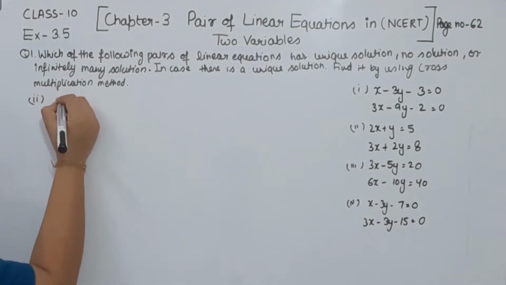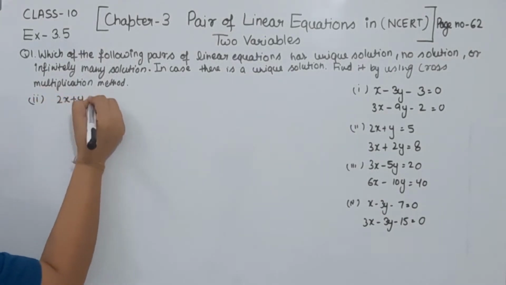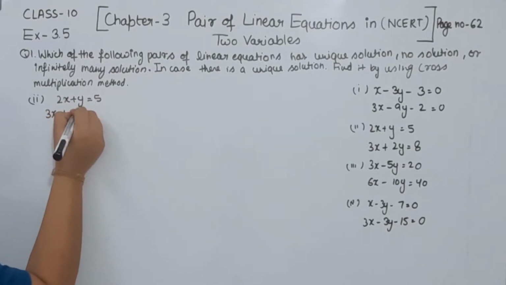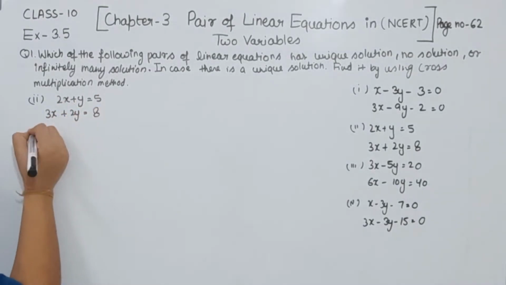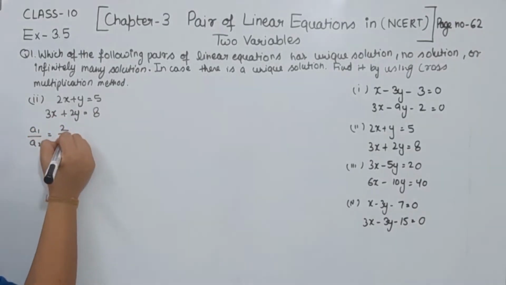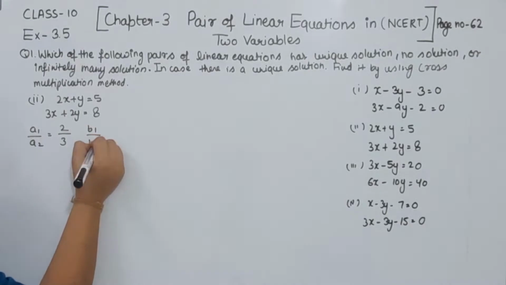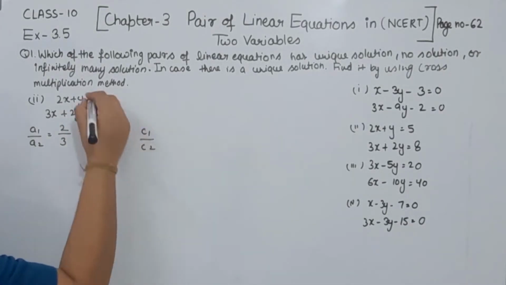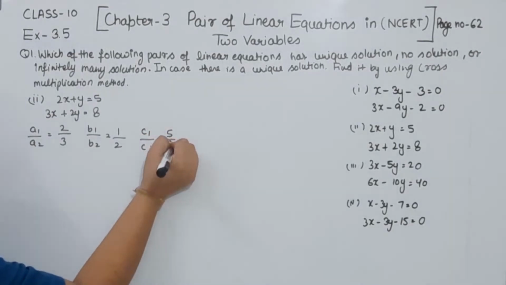The pair of equations we have is 2x plus y is equal to 5 and 3x plus 2y is equal to 8. First of all, we have to find a1 by a2. This one is 2 by 3, b1 by b2 is 1 by 2 and c1 by c2 is 5 by 8.